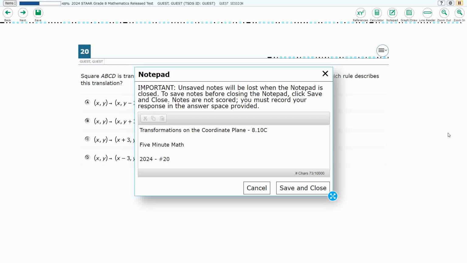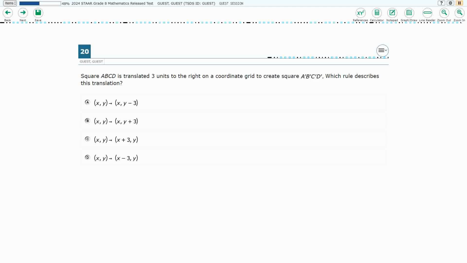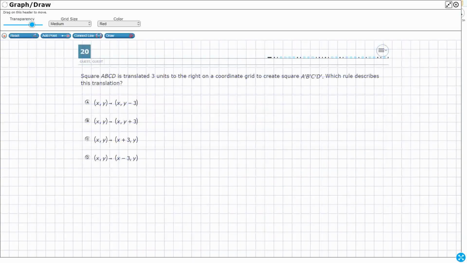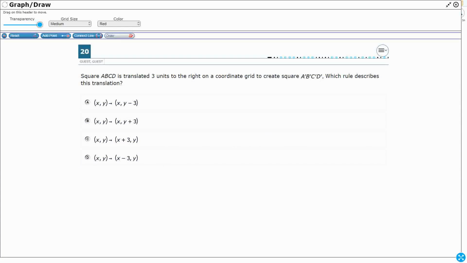Today we are looking at the 8th grade concept of transformations on the coordinate plane. This is standard 8.10c in the great state of Texas, and we are using item number 20 of the 2024 released STAAR test. If you haven't done so already, please take a moment to pause the video, work this problem out on your own, unpause it, and we will look at our answers together.